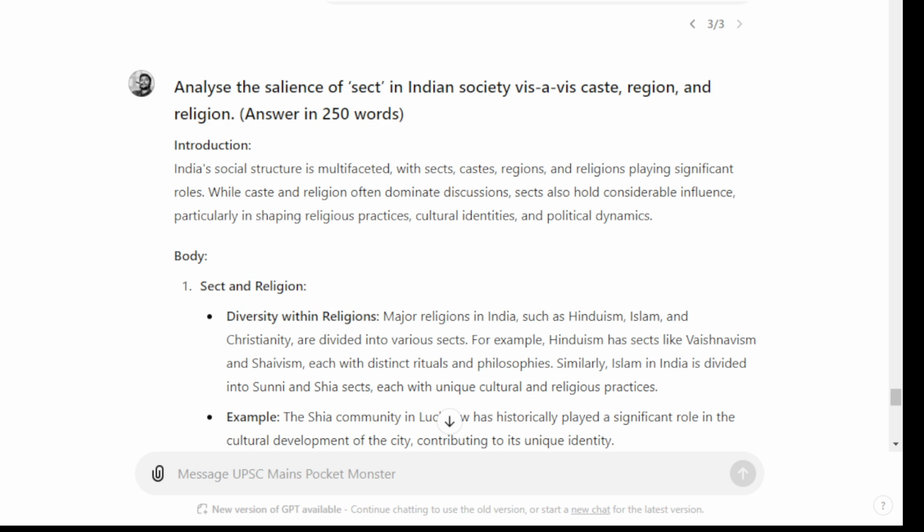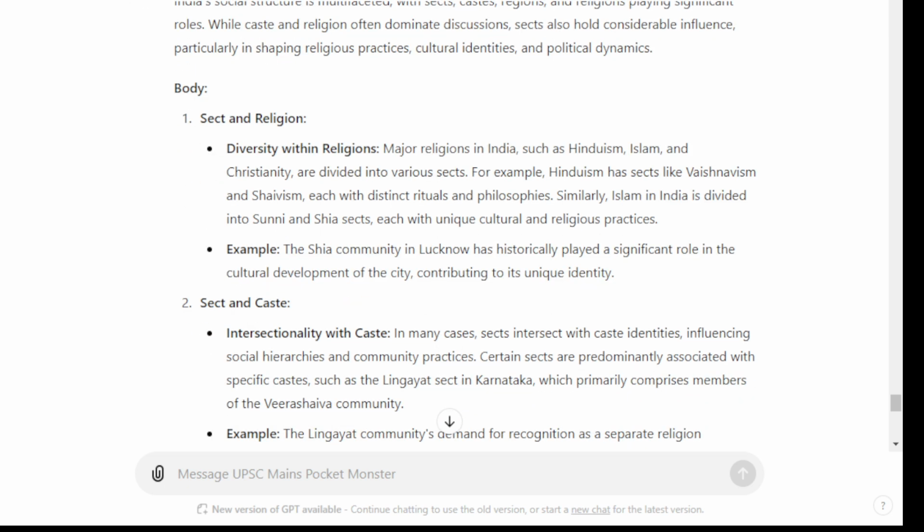Introduction. India's social structure is multifaceted, with sects, castes, regions, and religions playing significant roles. While caste and religion often dominate discussions, sects also hold considerable influence, particularly in shaping religious practices, cultural identities, and political dynamics. Okay, so the body says sect and religion, diversity within religion. Yeah, I did write about this, but let's see what these people have written.